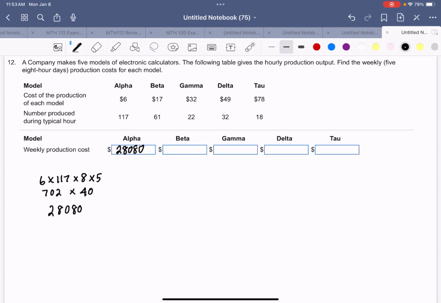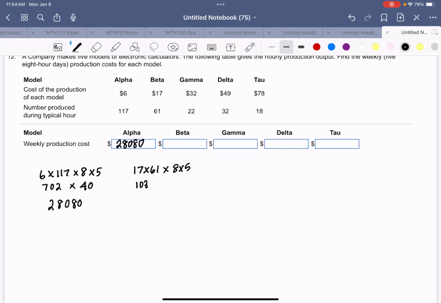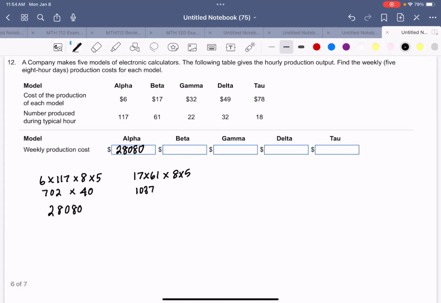For beta, it's going to be 17 times 61, and then times the 40, or the 8 times 5. So 17 times 61 is 1,037 to produce those 61 beta calculators, times your 40-hour work week. 1,037 times 40 is 41,480 cost for beta, because this is your hourly cost and it's 40 hours per week. Notice this says during a typical hour.